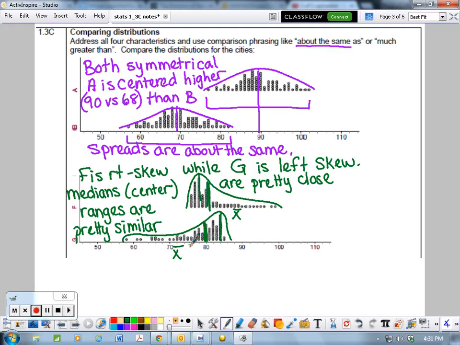And when you're doing this, you need to make sure that you're hitting all four parts. You're looking at shape, you're looking at center, you're looking at spread, you're looking for outliers, and you're addressing it. And the one thing you want to be careful of is you don't ever want to put anything that's wrong. It's better to have not enough information than information that's wrong, because the information that's wrong is automatically going to knock you down points. But as long as you're addressing the four major things, you can actually say less and get just as many points as someone who says a ton, as long as it's all still correct and you're addressing your four major points.